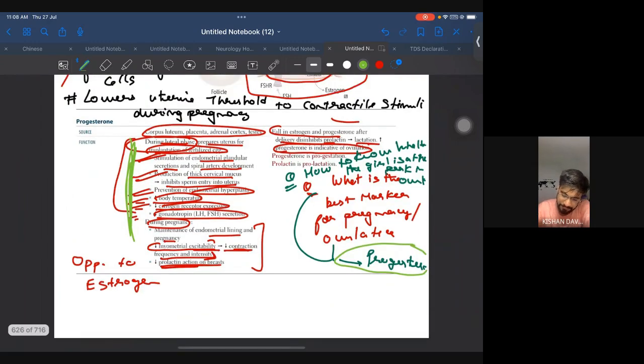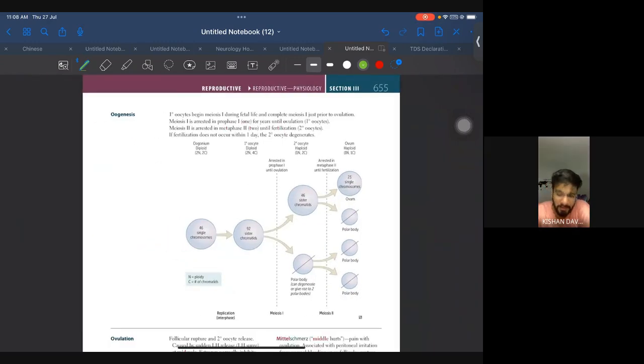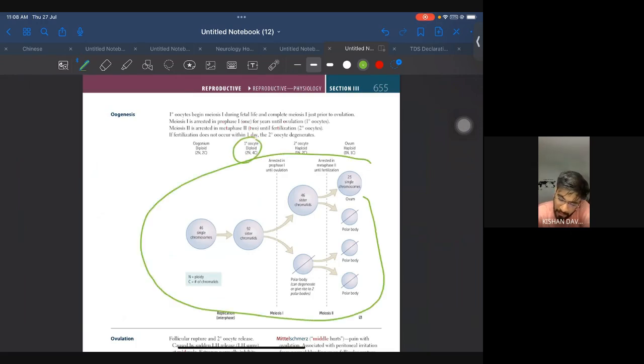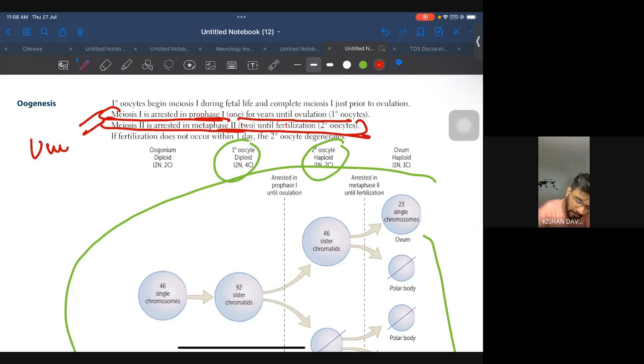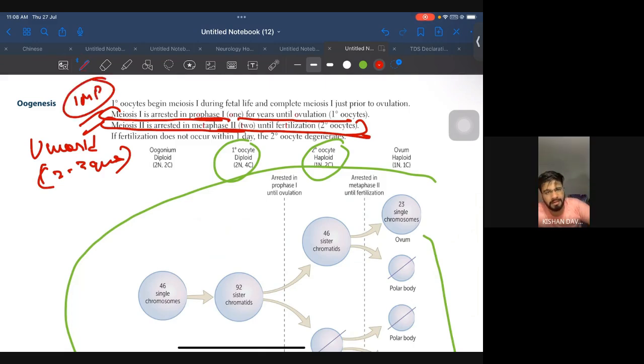All right, moving ahead. Oogenesis, similar to spermatogenesis, you don't have to focus on the detail. Just focus on which is the diploid phase and which is the haploid phase. Here another line that you have to remember is: Meiosis 1 is arrested in prophase 1 for years until ovulation. Meiosis 2 is arrested in metaphase 2 until fertilization. These two lines are very important. I think 2 to 3 questions are there. Okay, so this becomes important. In the NBME I haven't seen any question related to this, but in UL it's pretty important. 2-3 सवाल है मतलब करने ही पड़ेंगे.